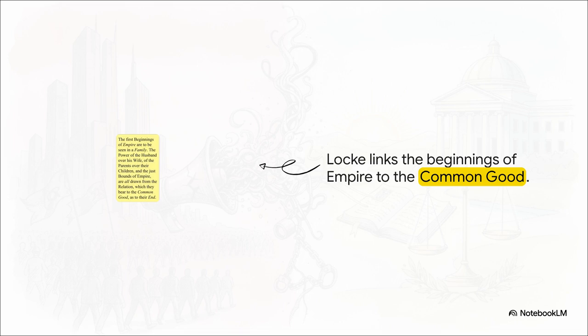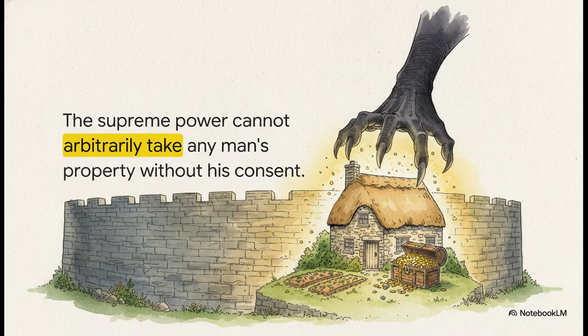A ruler can't just destroy the common good because preserving that common good is literally the only reason they have authority to begin with. Let's actually break Locke's principle down a bit more because it's a real game changer. He explicitly stated that the supreme power cannot arbitrarily take any man's property without his consent. And when he says property, he means life, liberty, and estate. People form societies specifically to protect those things.